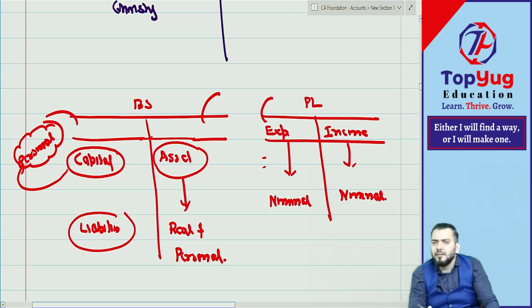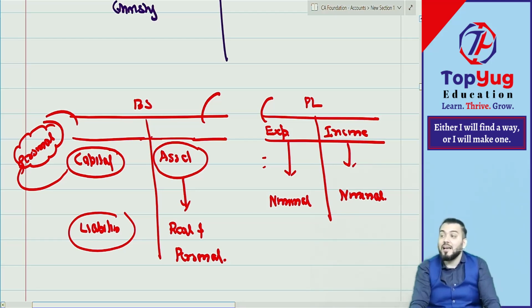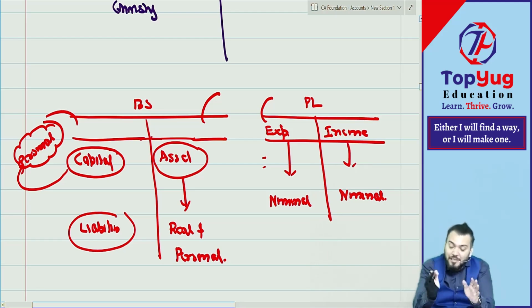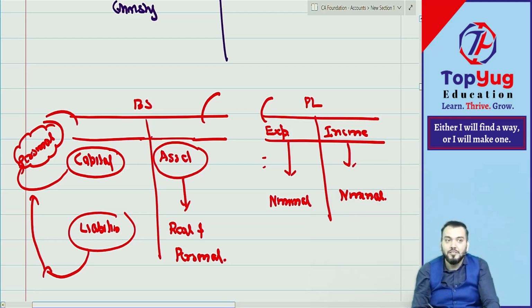Liability is what? I am asking, liability is what? Real, nominal, personal? Right now we have done real means asset of business. Income will be transferred to PL, nominal account. Expense, nominal account. Asset, you have understood, real and personal. Capital account, personal. Liability will always be personal only, because liability means amount payable to any person. So liability will always be personal account. Understood? That's all for today.